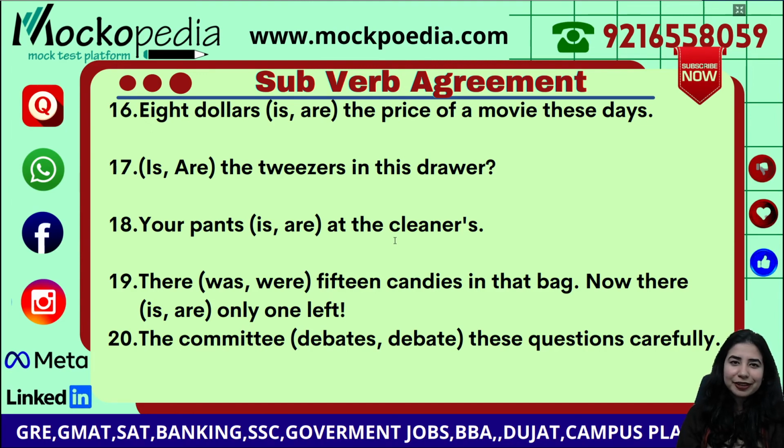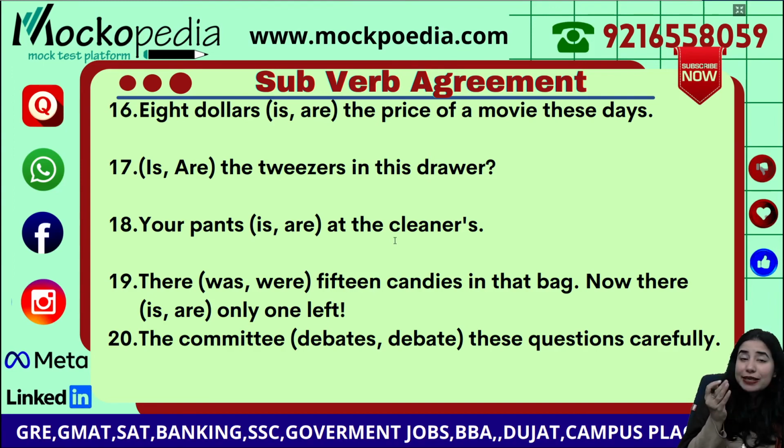Right? So come to the 16th question. $8, you have to pick between S and R, the price of a movie these days. When we talk about money, it is usually considered to be singular. Okay, so $8 is the price of a movie these days.